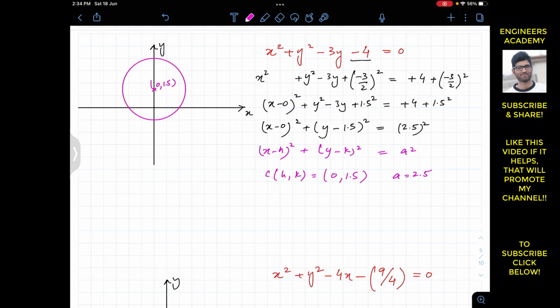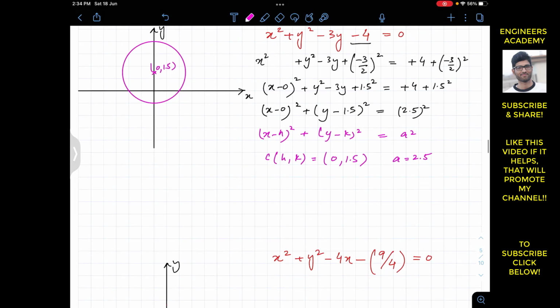Now as we can see, we have two x-intercepts and two y-intercepts. We can find those x-intercepts by putting y equals 0 in this equation. So we will write x² plus, since y is 0 for the x-intercept, (0 − 1.5)² = 2.5².